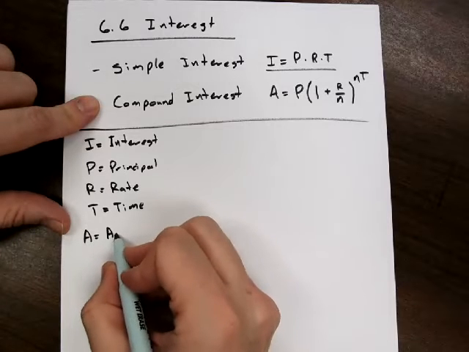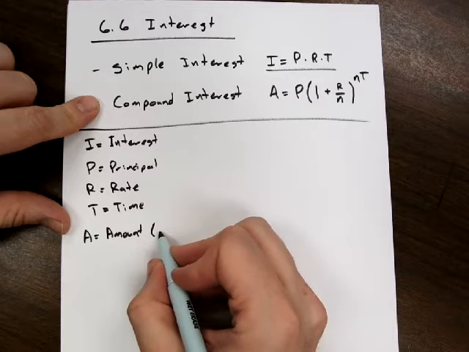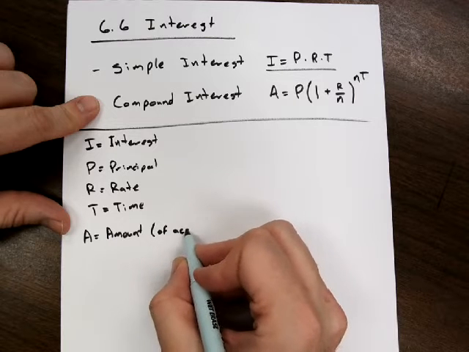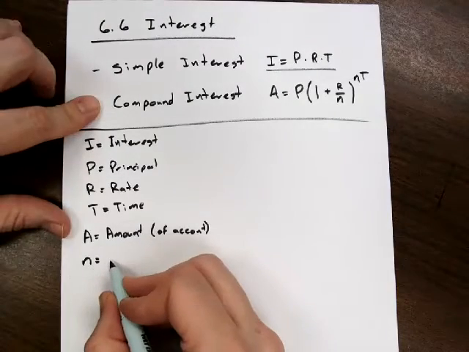So with this, these are the same things, it's just that A is going to be equal to the amount of account or loan. N is going to be the number of times compounded.